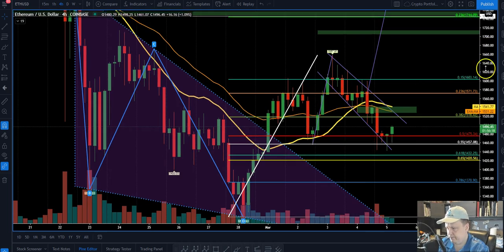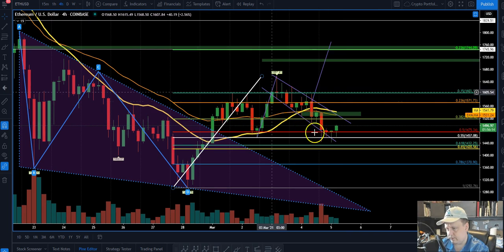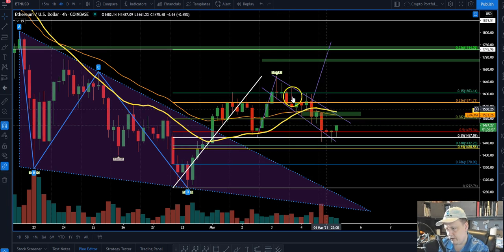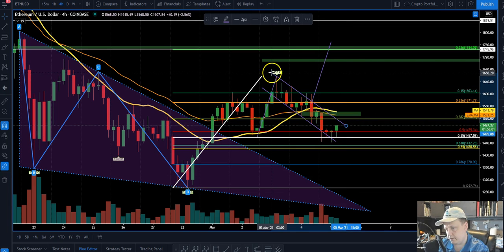This is Ethereum. It's still on the 4-hour mark. It's still kind of adhering to this channel, although it's not really parallel anymore. Well, I guess you can argue that you could bring this down a little bit and bring this up a little bit. So on the 4-hour chart, it's still falling in here.